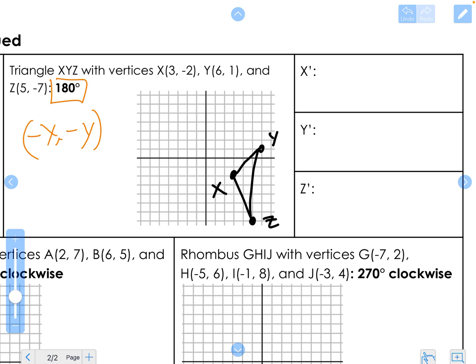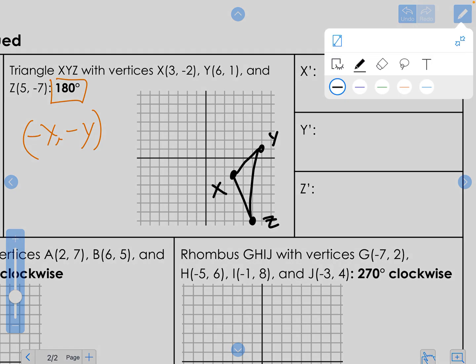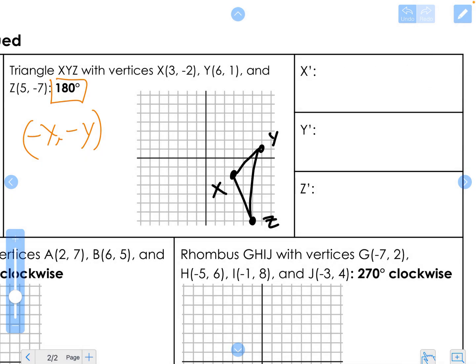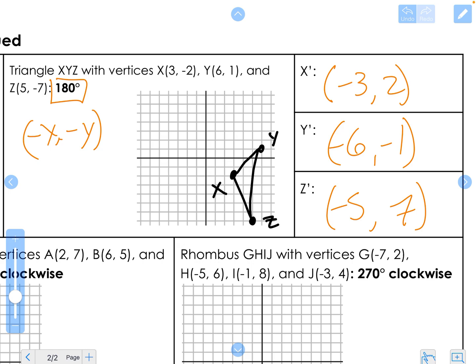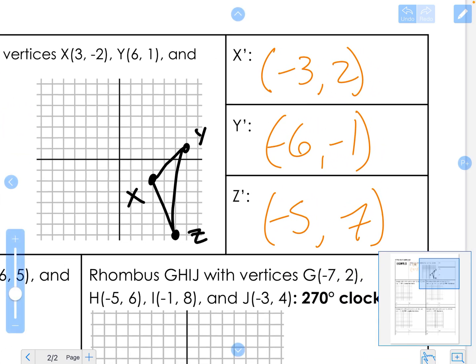And again, 180 is counter or clockwise, puts us in the same location. So I need to flip or make my x and y vertices negative. So we end up with a -3 and a negative becomes positive. I end up with a -6, -1. And then for z, I end up with a -5 and a +7. So let's go ahead and graph these coordinates real quick.